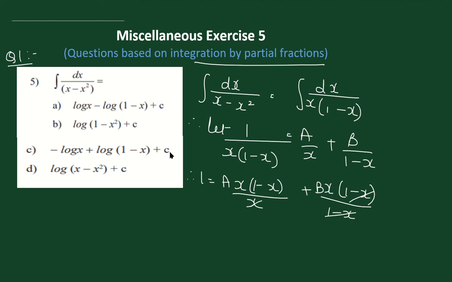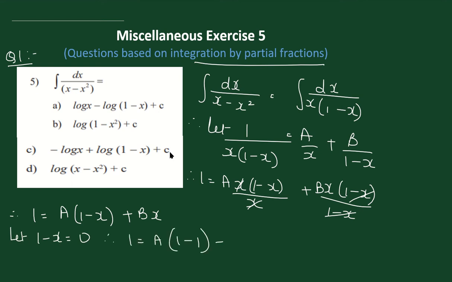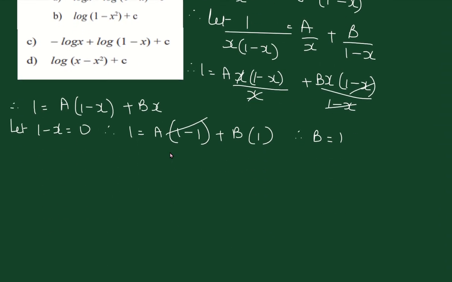Now 1 minus x gets cancelled and therefore we get 1 is equal to a into 1 minus x plus bx. Now we write any one of these terms as 0. So let 1 minus x is equal to 0 and therefore we get 1 is equal to a into 1 minus 1 plus b into 1. So that the a term goes away and we get b as 1. The value of b comes out to be 1 in this case.